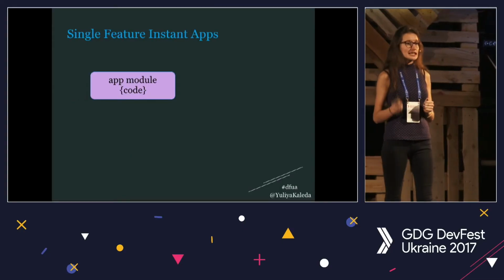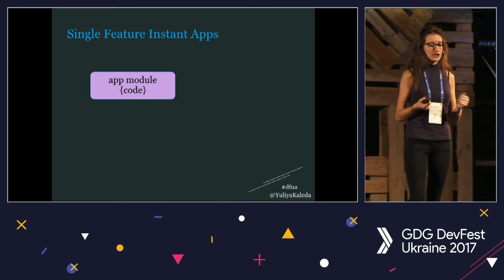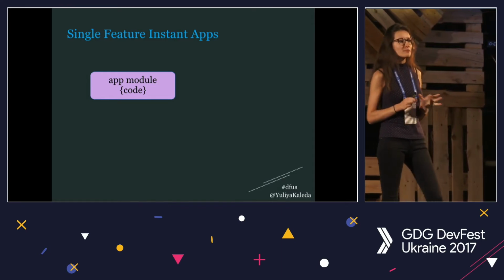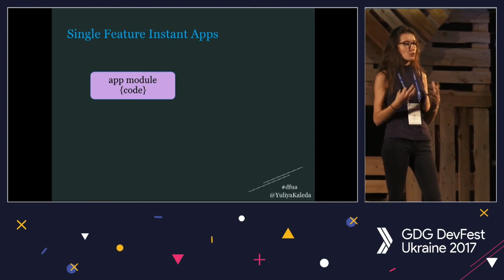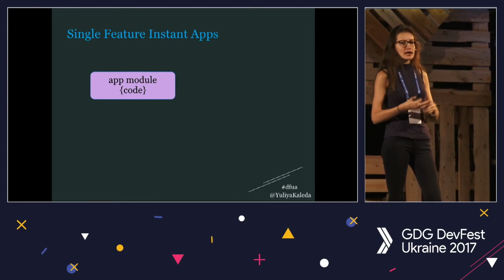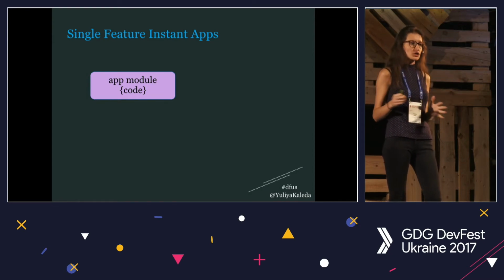Let's start with the easiest type, which is a single feature instant app. So imagine we have a regular installable application. Most of the code lives within one module, the app module. And I assume that most applications on the Google Play Store are actually built this way. So you don't have modularized code. And you decided to build an instant app.